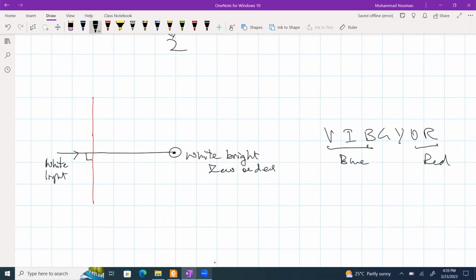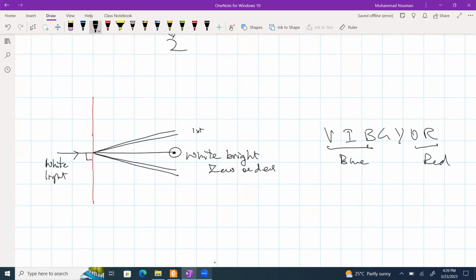The process is called dispersion. The same dispersion takes place here as well, in first order, second order, and so on. So we do not get a single maxima here, but we get a kind of band like this. This is the first order maximum, and it is definitely there on either side.